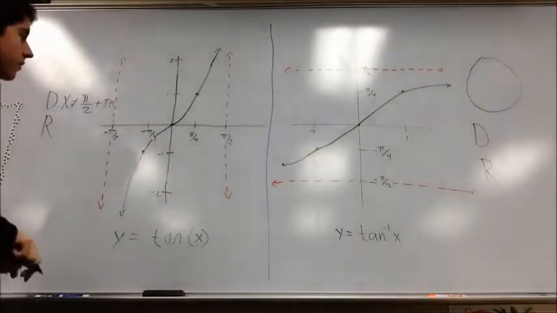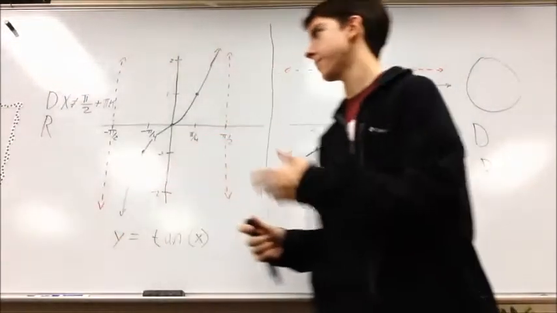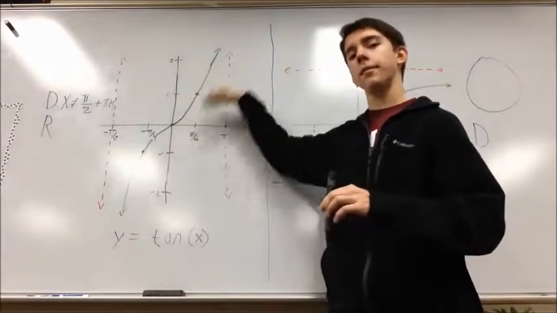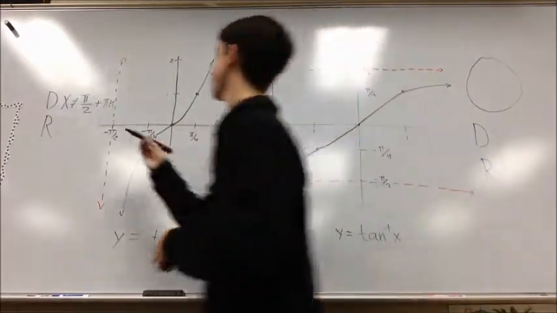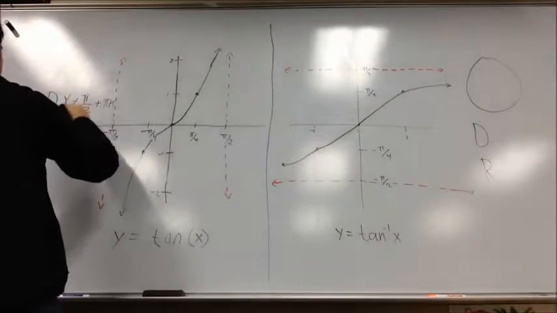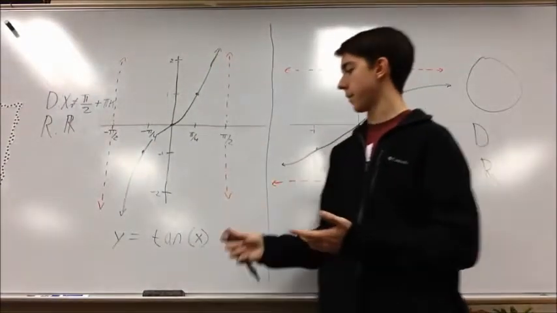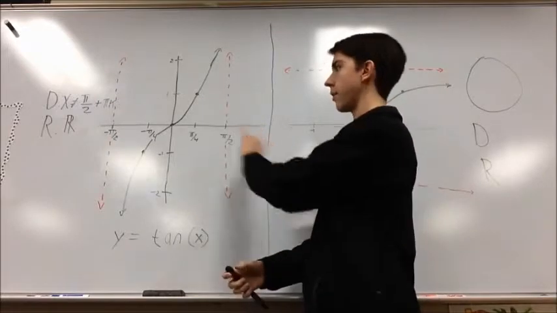All right. So that's the domain for these graphs, for this graph. And the range, as you see, as it approaches each asymptote, up and down, the range is going to be all reals. Okay. So that's our tangent graph.